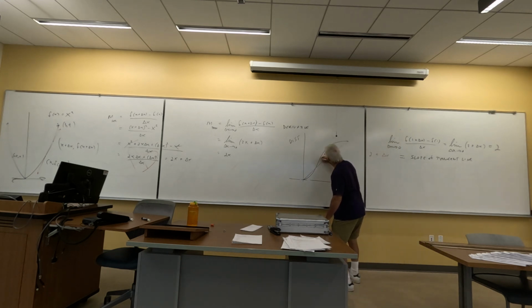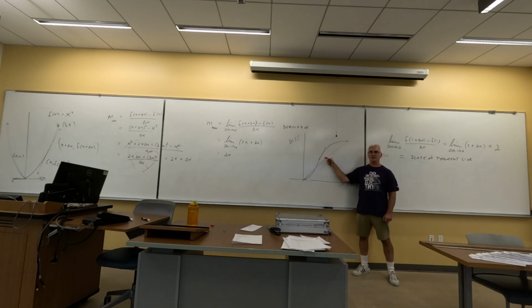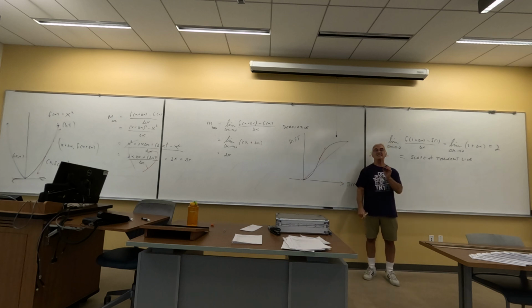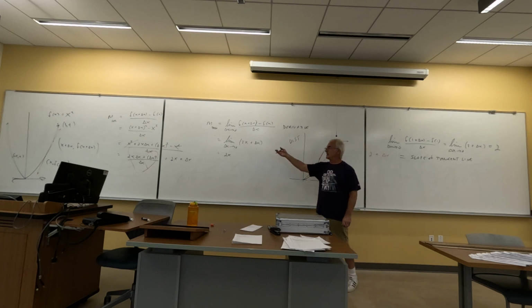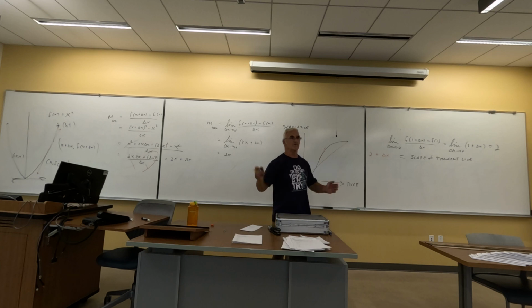Right there, I have a slope. I'm going to draw a tangent line right there. What does the slope of this tangent line represent? It's how fast I was going at that point, exactly at that time. It's called the instantaneous rate of change. So a derivative, our first use of a derivative, is the slope of a tangent line.